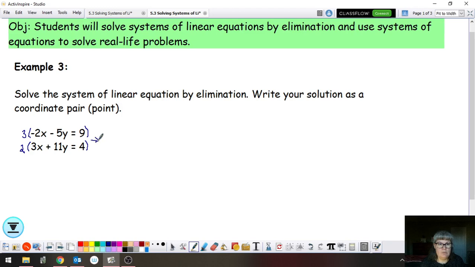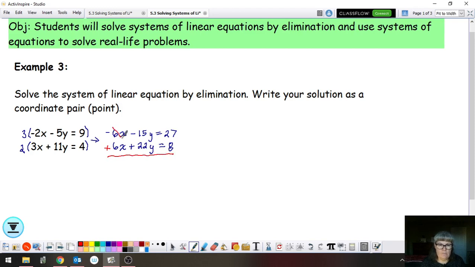Because when I multiply the two equations, my first equation will now be negative 6x minus 15y equals 27. My second equation, when I multiply everything by 2, will become 6x plus 22y equals 8. So now if we look at our system, we can see that the x terms are now opposite values. Negative 6 and positive 6 are opposite values. And they will eliminate. They will cancel each other out.